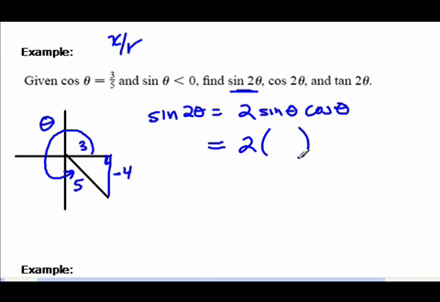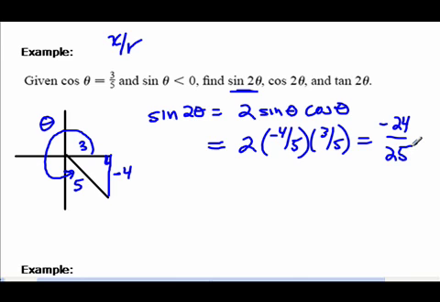Let's go to my picture. Sine is y over r, so that would be -4/5 times the cosine, which we were given in the problem, is 3/5. And we do the arithmetic, and we end up with a -24/25. Okay.